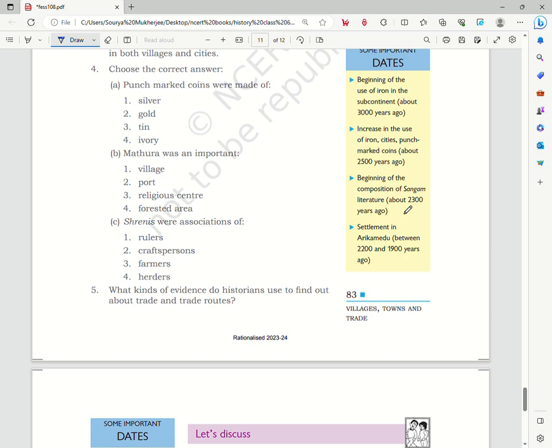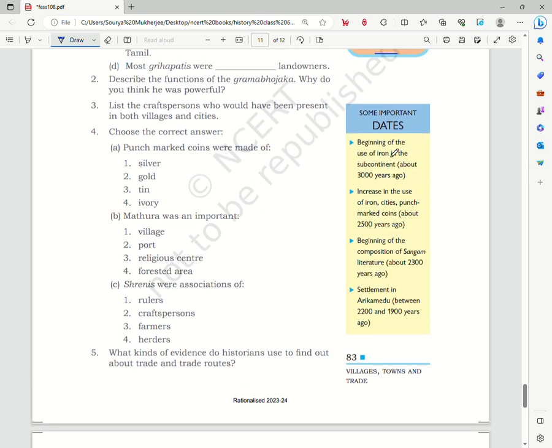Then we see the important dates. That is the beginning of the use of iron in the subcontinent, around 3,000 years ago. Increased use of iron, cities, and punchmarked coins around 2,500 years ago. We see that the use of iron and the growth of cities and punchmarked coins increased greatly.